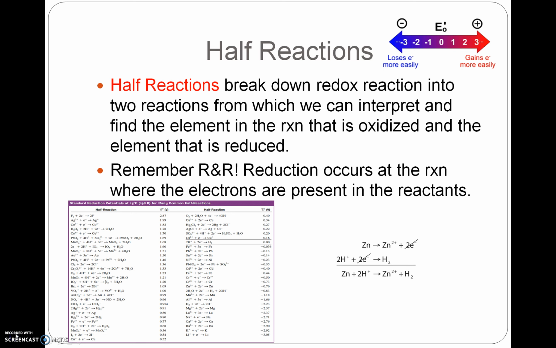Another method for determining where oxidation and reduction occurs is by looking at the cell potential. And here in this diagram you can see a lot of the cell potentials from half reactions. The highest cell potential would be where reduction occurred, and the lowest would be where oxidation occurred, and you can see that in the upper right hand corner in the diagram.